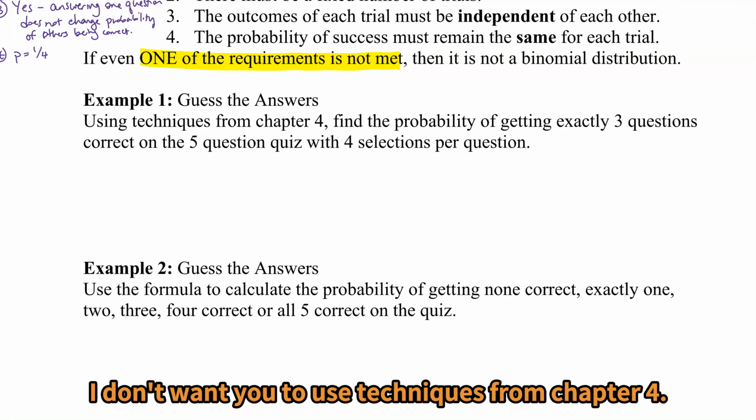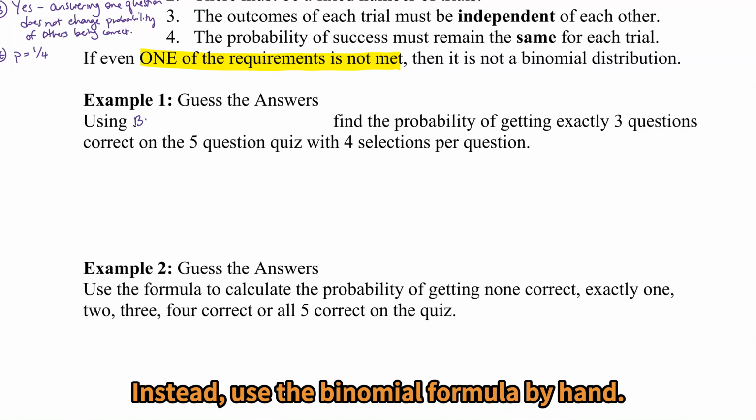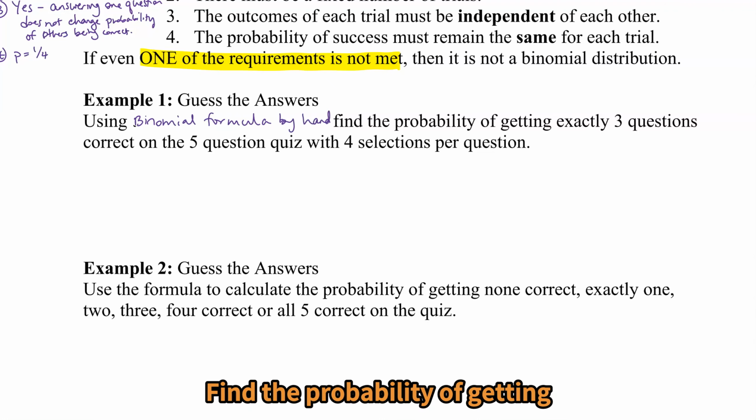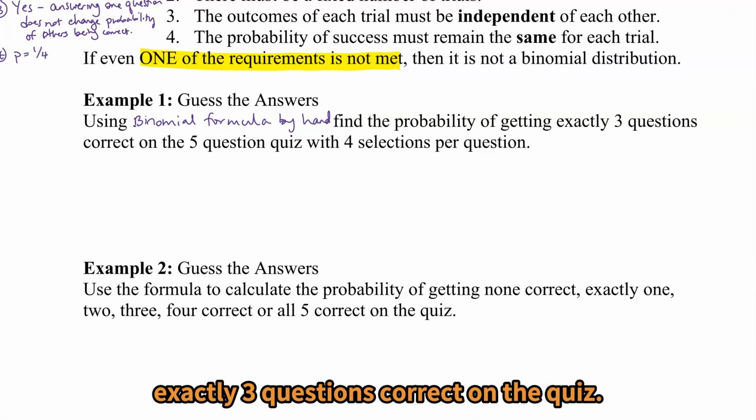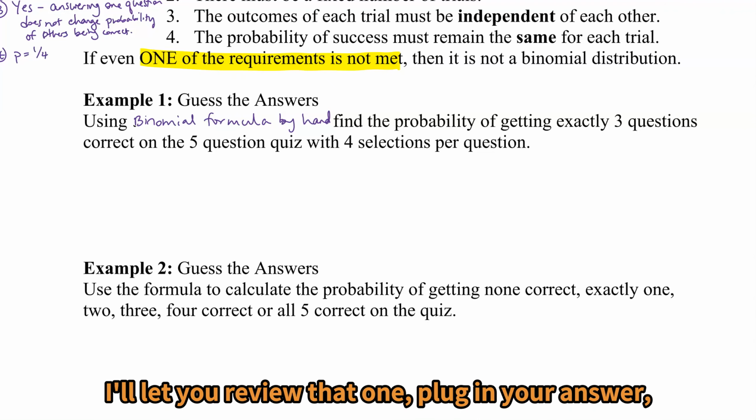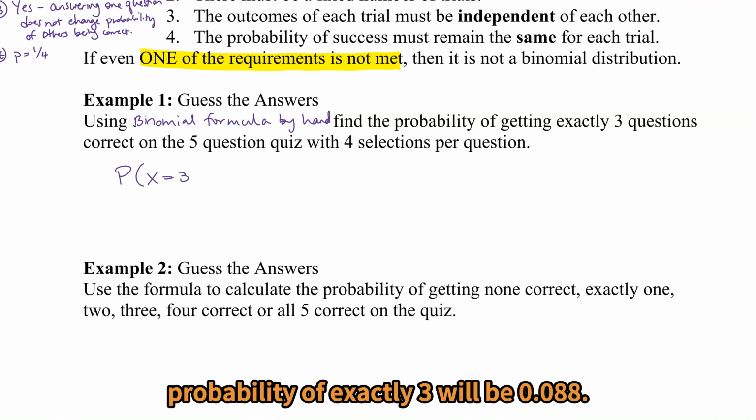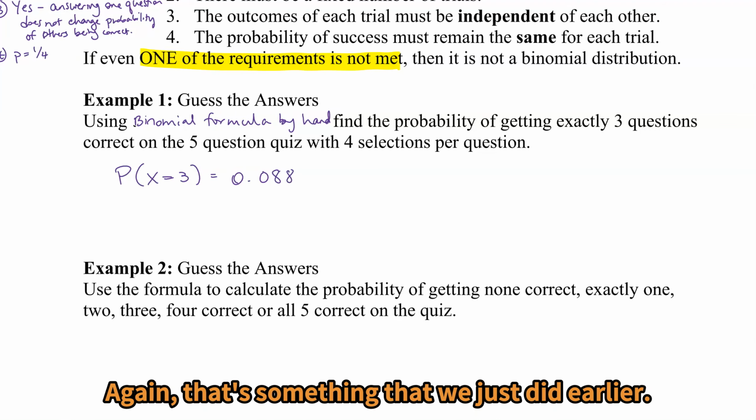So this example 1, we actually already calculated this in the previous part of the lesson. Sorry about that. I don't want you to use techniques from chapter 4. Instead, use the binomial formula by hand. Find the probability of getting exactly 3 questions correct on the quiz. I'll let you review that one. Plug in your answer. Probability of exactly 3 will be 0.088. And again, that's something that we just did earlier.